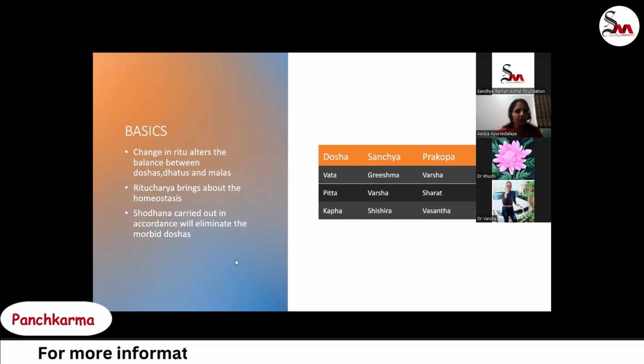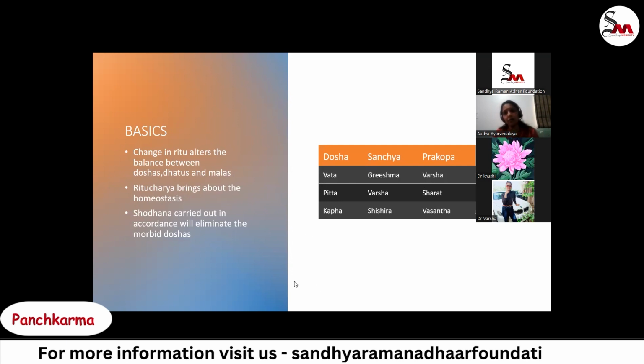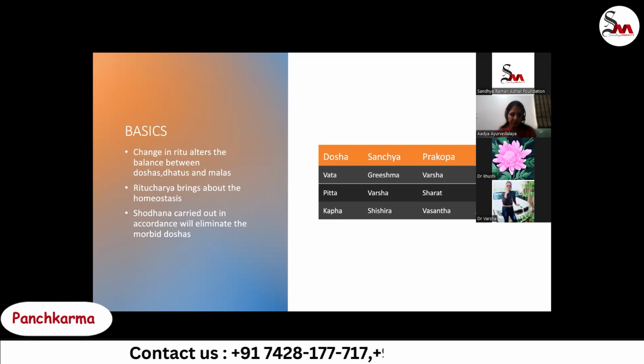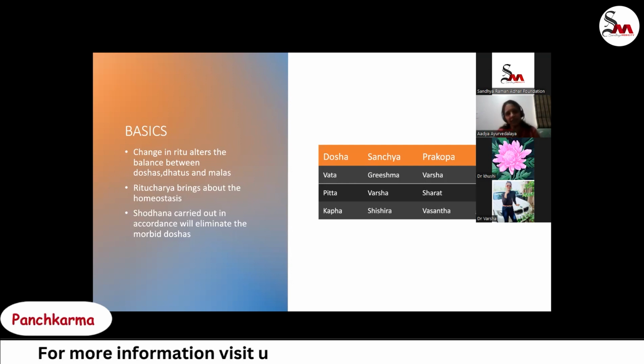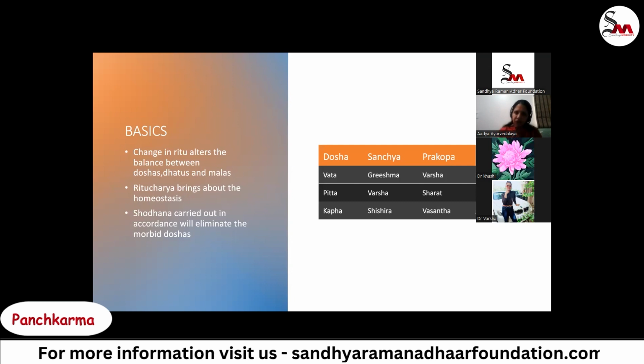Now that we know these three main Ritus, these are called Sadharana Ritus, where we have to do Ritu Shodhana. We know that a change in Ritu changes the homeostasis of dosha, dhatu, and malas, and Ritucharya brings about that homeostasis. In this Ritucharya itself they have mentioned that Ritu Shodhana is a must. When we read the classics, they mention Ritu Shodhana under Ritucharya.